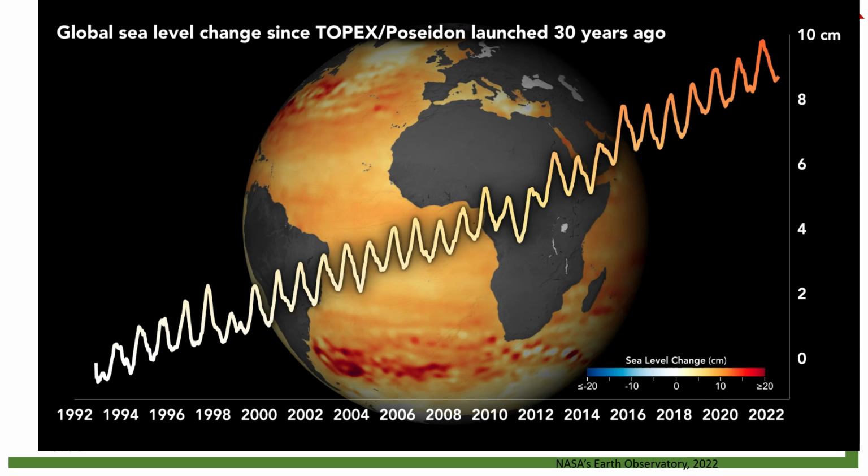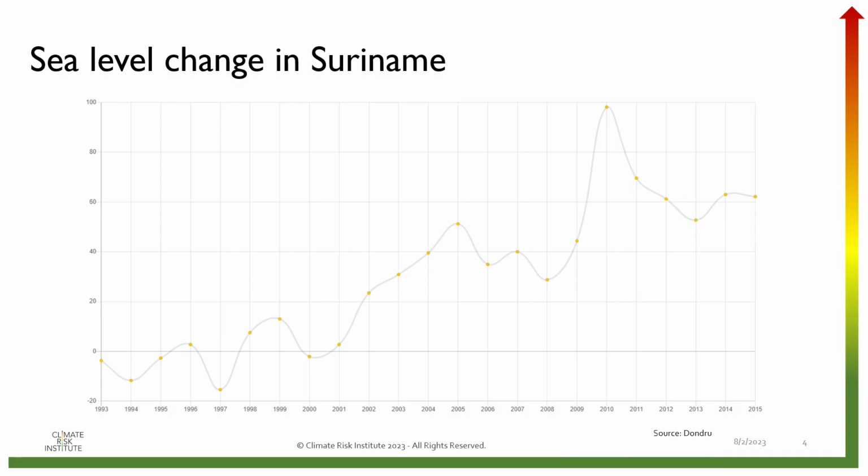Sea level change is a hazard specifically for people and cities located on coastlines or small islands. Sea level rise has a number of impacts, including inundation, flooding, saltwater intrusion, storm surge, high water levels, and coastal erosion. How has sea level changed on the coast of Suriname?